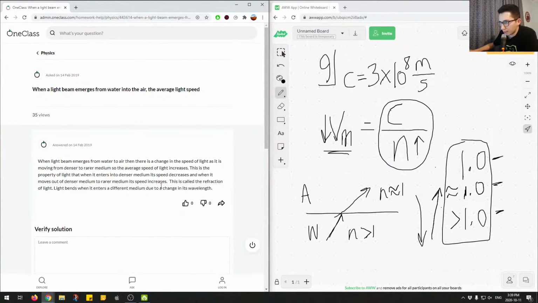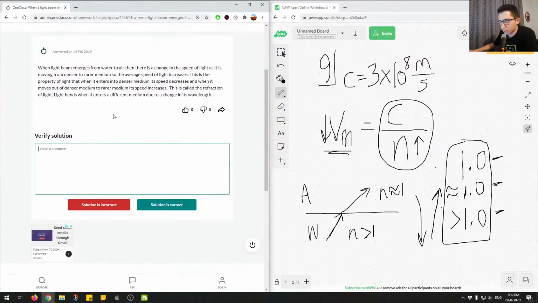So this is the same answer as the junior tutor, and we verified the junior tutor's solution. So here we can say correct answer, great job. And we'll say solution is correct.